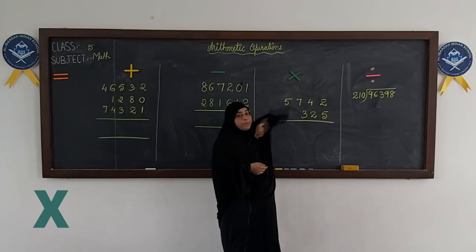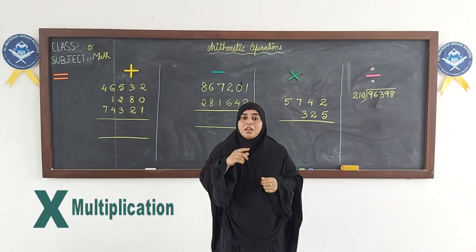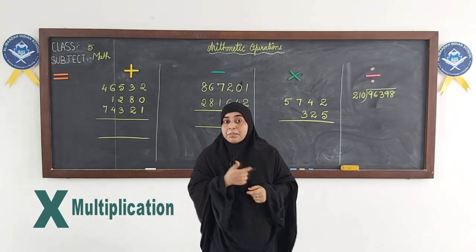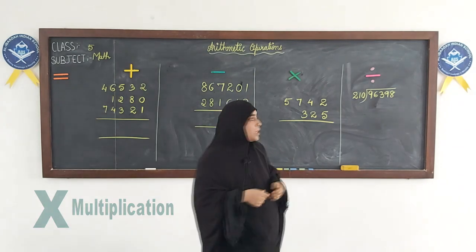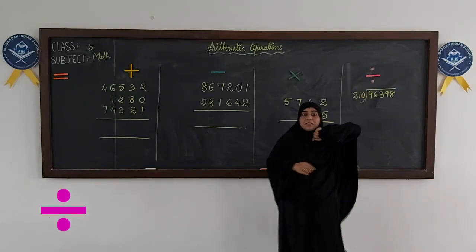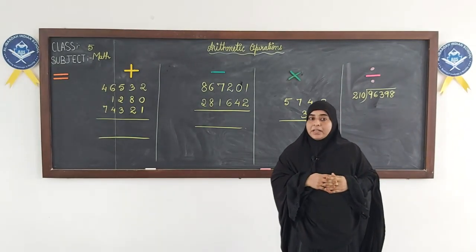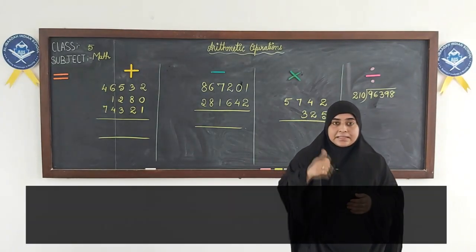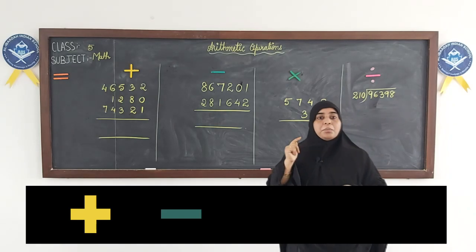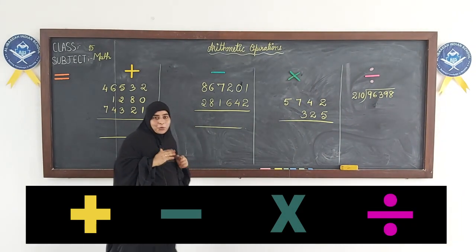What is this symbol? Multiplication. Okay, this symbol we use to do multiplication. And then the last symbol that you see here, it is division. Okay, so these are the 4 operations that we do in mathematics, that is addition, subtraction, multiplication and division. So these are the operations that we are going to do today.